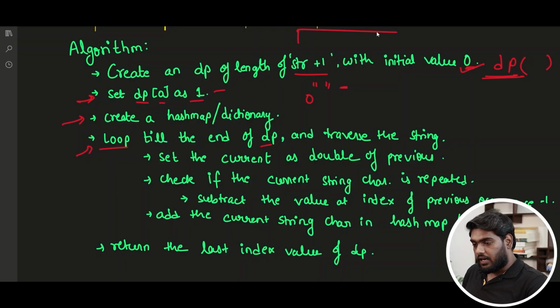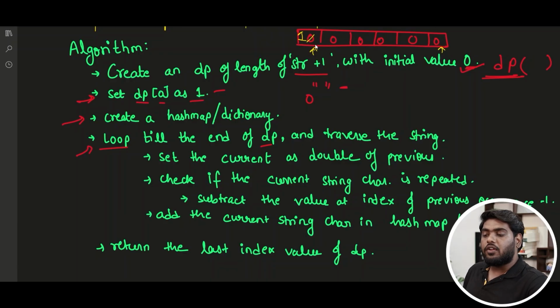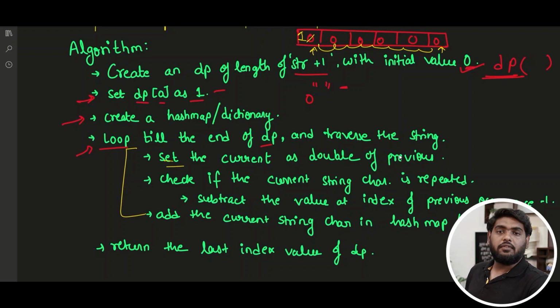We have created one DP, and it has 0 as the value of every index. We are here, and we have set dp[0] as 1. We have to iterate till the end and keep on filling these values. How are we going to fill them? We have to set the current as double of the previous.